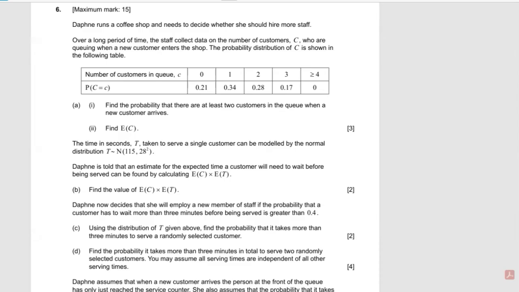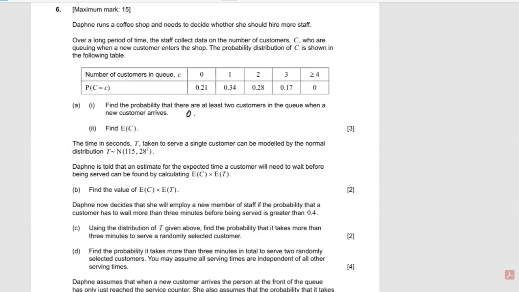Question 6, it's a 15-mark question. Daphne runs a coffee shop and needs to decide whether she should hire more staff. Over a long period of time, the staff collect data on the number of customers C who are queuing when a new customer enters the shop. The probability distribution of C is shown in the following table. So this is a probability distribution, number of customers in the queue C: 0, 1, 2, 3, more than or equal to 4. So these are like in the line. The probabilities are given.